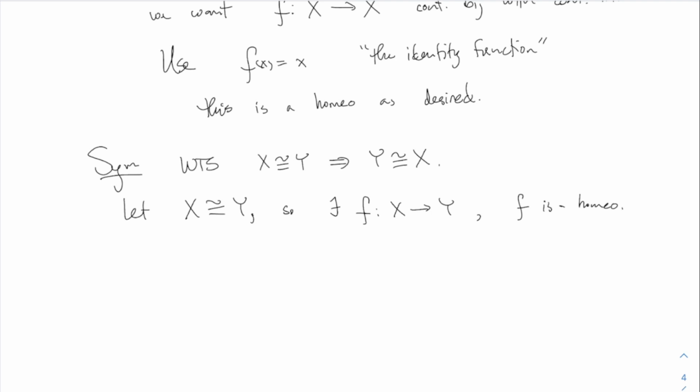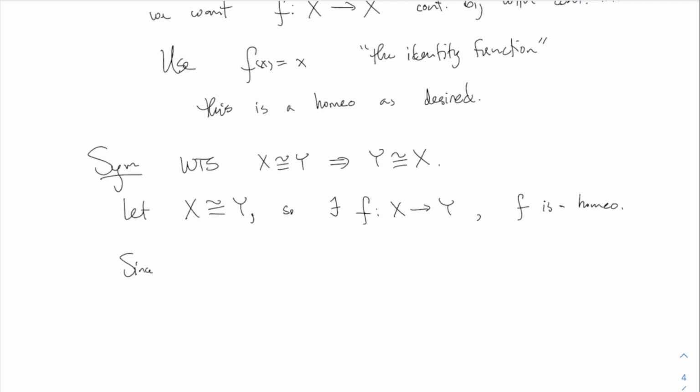What I want is a function going back the other way, because we need to show that Y is homeomorphic to X. So can anyone suggest a function which goes from Y back to X? Yeah, the inverse, F inverse. How do you know that F has an inverse? It's a bijection. Yeah, because I said it's a homeomorphism, which automatically means it's a bijection. So F does have an inverse.